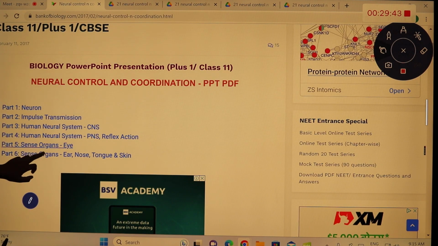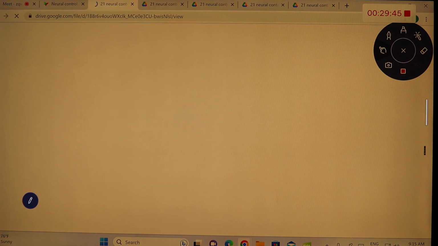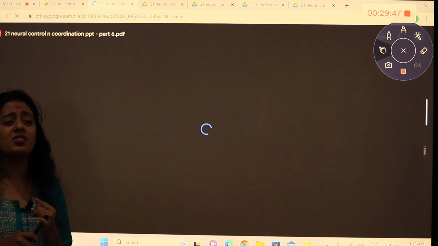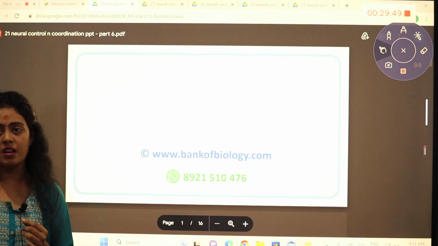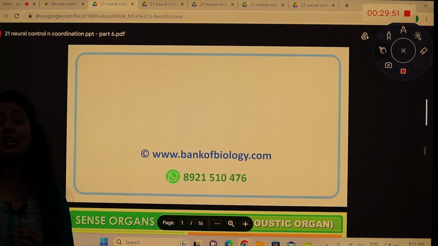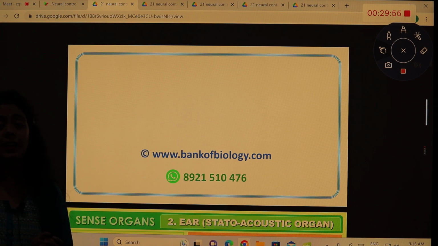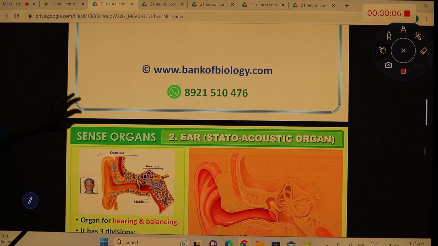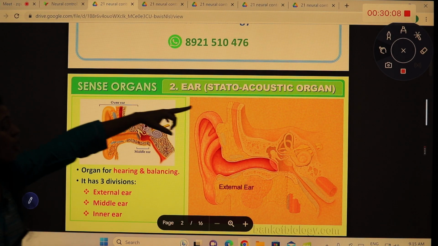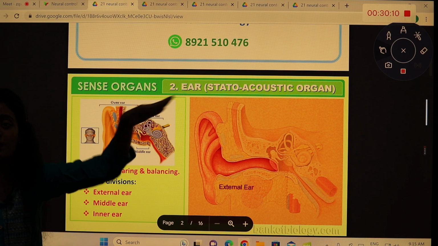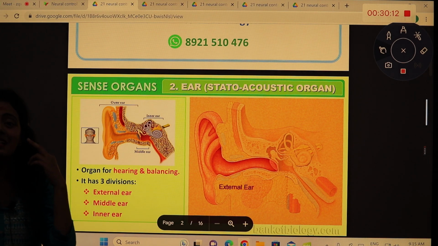Next we will move on to ears. The ear is not just for audition. Audition means hearing. It is also an organ of equilibrium. So very important. Many times people will have an ear infection and they will show signs of giddiness, vomiting and all. That is because ears are also an organ of equilibrium. So it is called the statoacoustic organ. Stato means equilibrium. Acoustic means hearing.